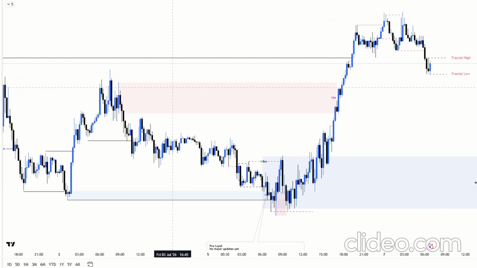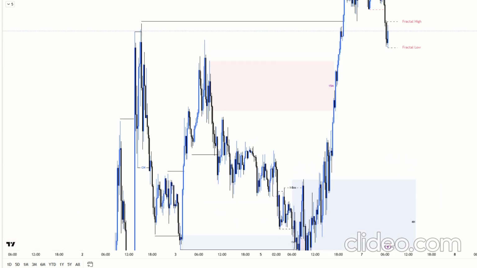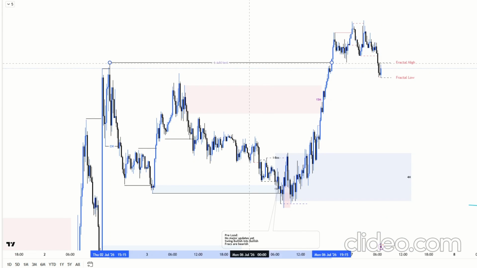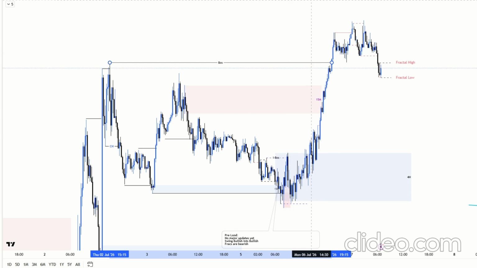We have a break of structure to the upside. Let me make it smaller. But as you can see, we had this break of structure up here. So this is the 15 minutes IBOS. You may consider it as a break of structure IBOS. It all depends on your marking. If you are an aggressive person, that's all up to you.